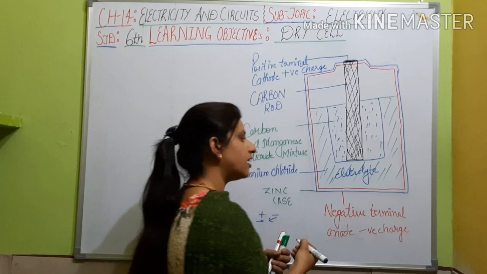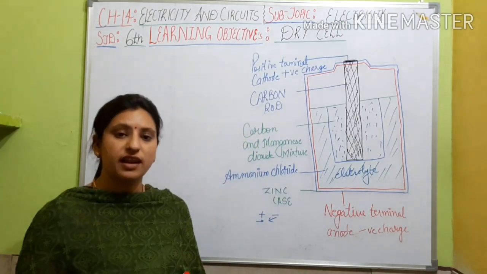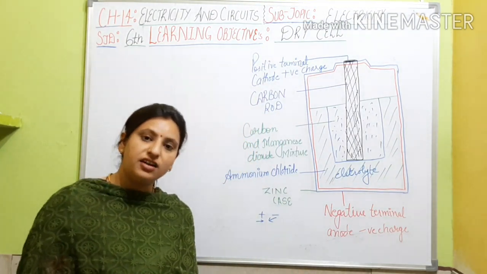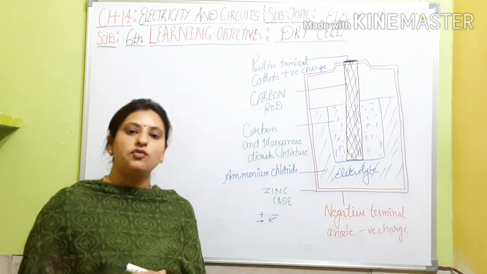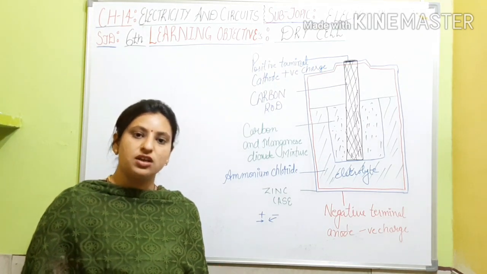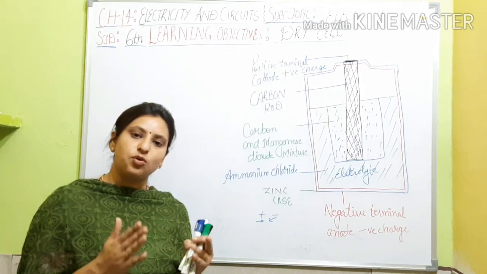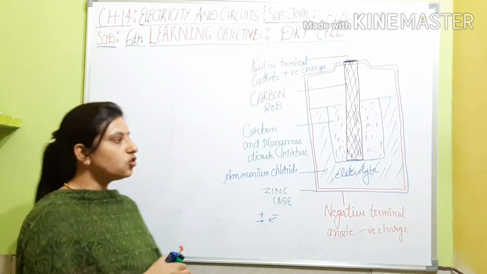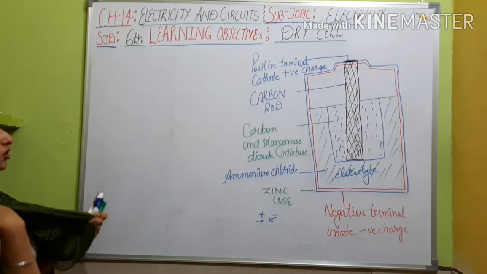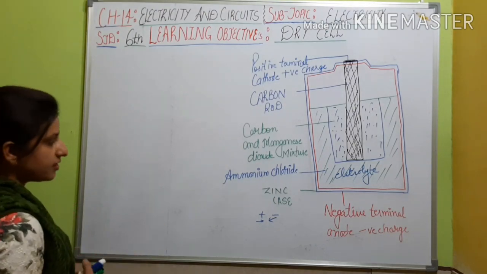And we discussed in our previous lecture what an electrolyte is. Electrolyte is that which is responsible for carrying the charge, and it is also responsible for carrying the ions, positive and negative ions. So now we will discuss some important points and the working of this dry cell.